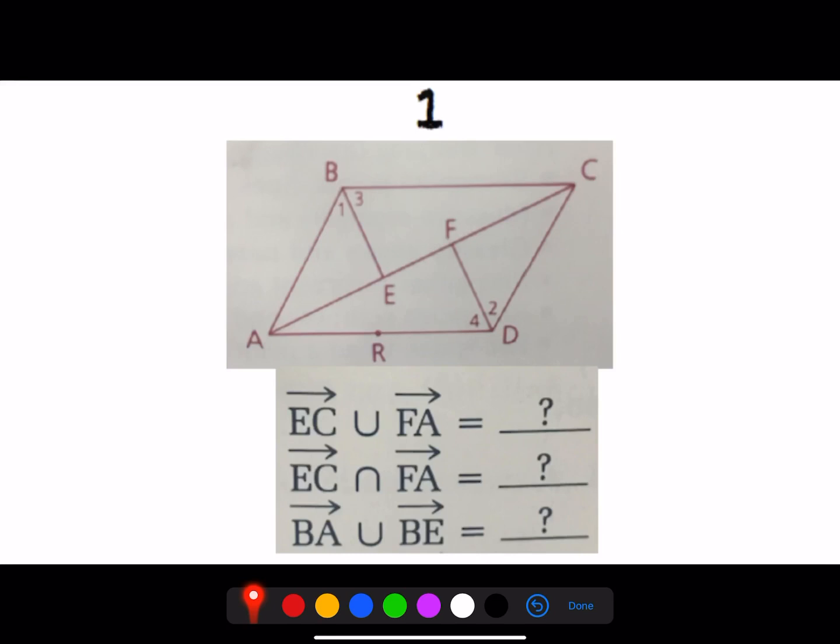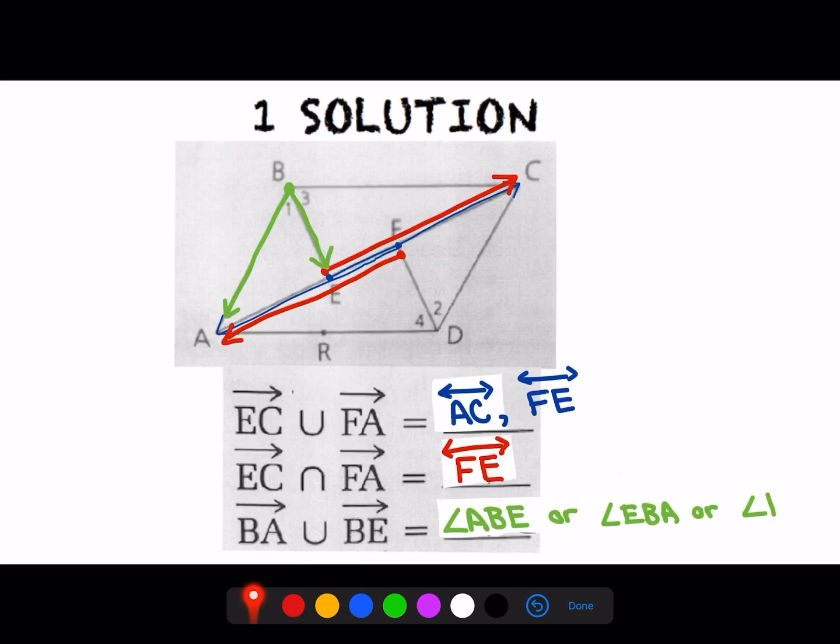So, go ahead and try and solve these three problems, and then unpause the video whenever you're finished for the explanation. Alright, so first off, we have ray EC union ray FA. So a union is creating something new. So if I look at this, if I have ray EC, so it starts at point E and it goes through point C, and also ray FA, starting at point F and going through A, what they create is they create this line here, this blue line. And this blue line can be named lots of different ways. I can call it line AC, I can call it line FE if I'd like, lots of different ways to name this thing.